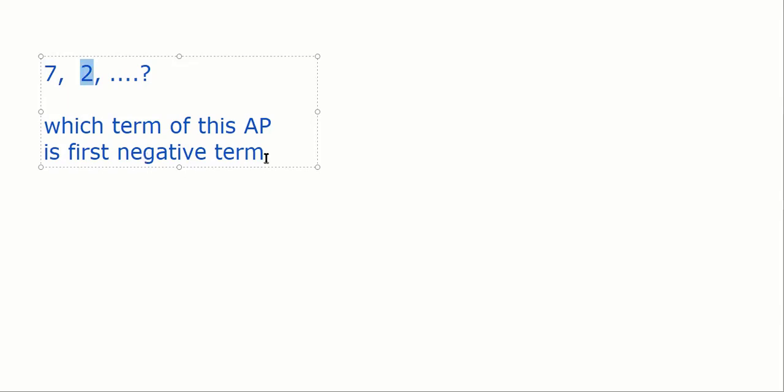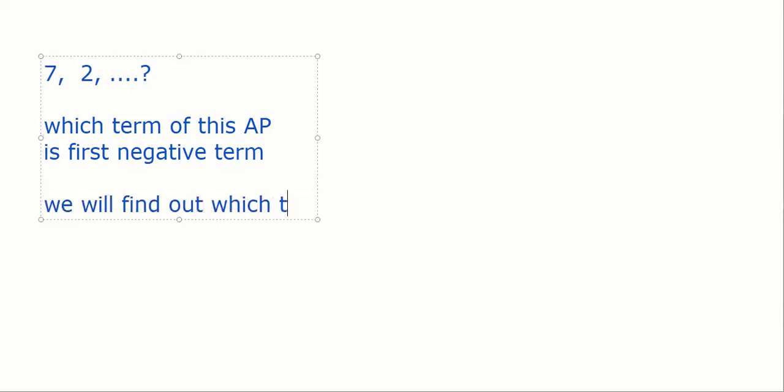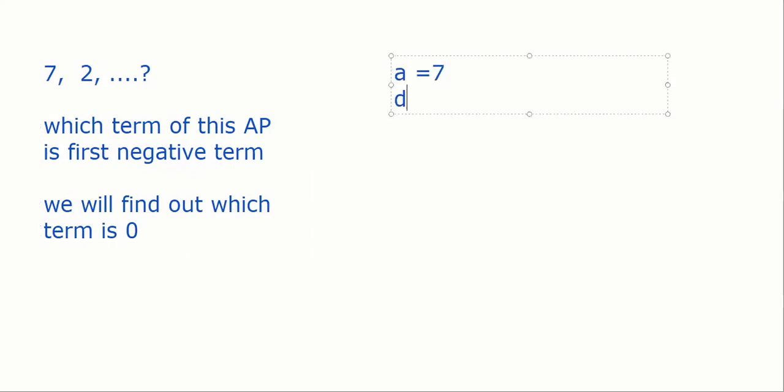But if you solve the same question with the formula, I made it short on purpose so that you can visualize what is happening. What we'll do is find out which term is 0 first. I am explaining how easy it is to find which term is 0. So here, a is 7, d is how much? -5, and an is 0.